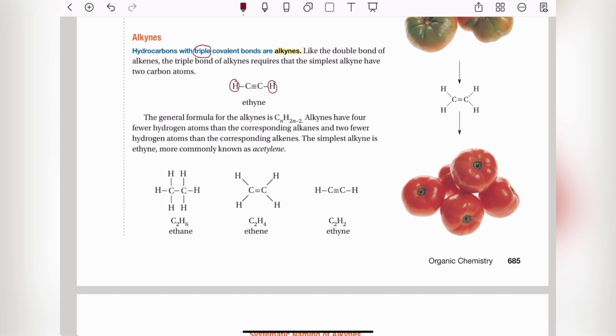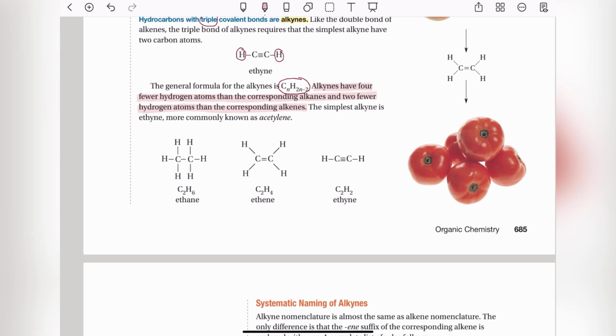And so the general formula for the alkynes is CnH2n-2. Alkynes have 4 fewer hydrogen atoms than the corresponding alkanes and 2 fewer hydrogen atoms than the corresponding alkenes. The simplest alkyne is ethyne, and it's more commonly known as acetylene.